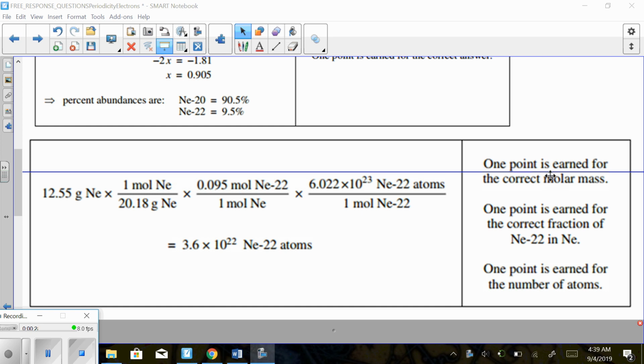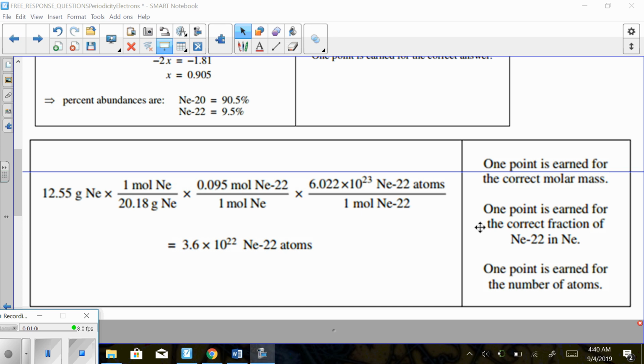You had 1 point for using the correct molar mass, or in other words, finding the number of moles of the full neon, and not the number of moles of the neon 22. That is just a percentage of the actual sample. The next part is recognizing that in neon, 90.5% will be the other isotope. So if you have 12.55 grams, you have both of those in there, and so the average atomic mass has to be used, because it contains both.